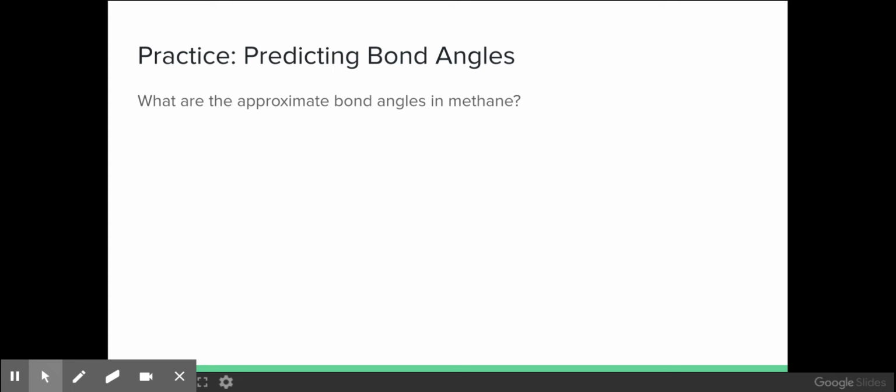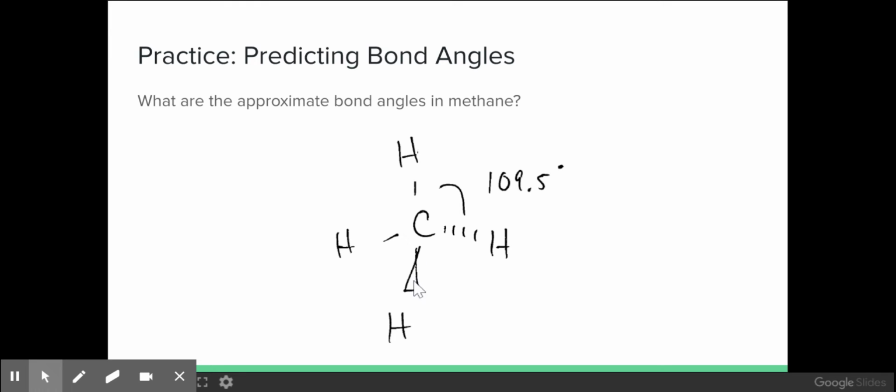What are the approximate bond angles in methane? Methane is tetrahedral, 4 bonding domains, therefore its bond angle is 109.5 degrees.